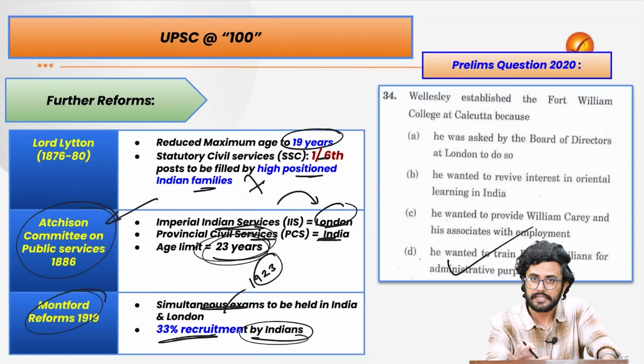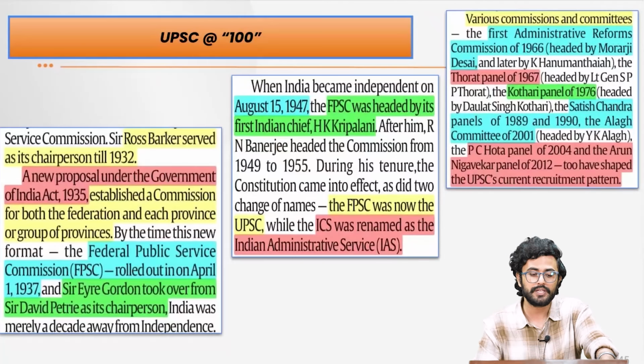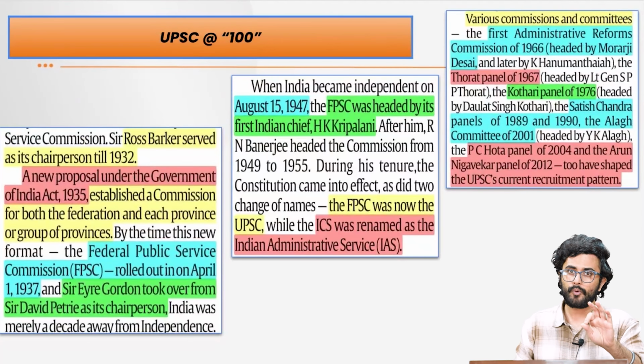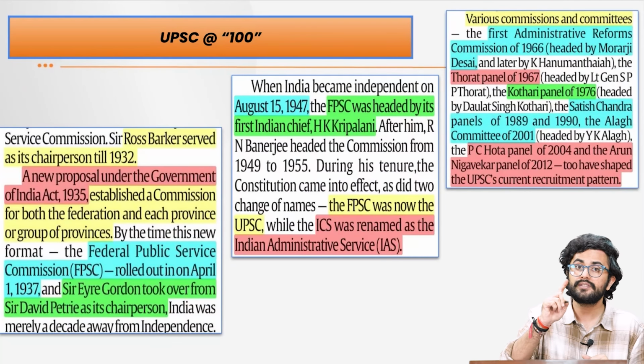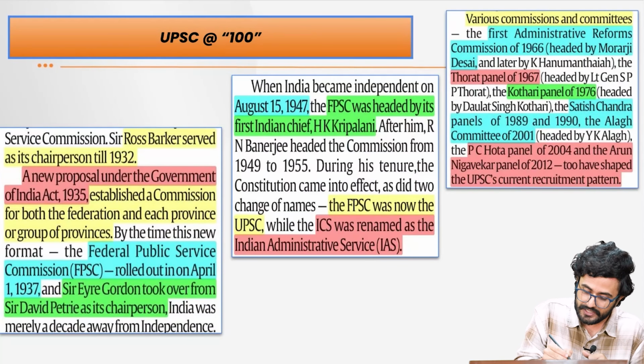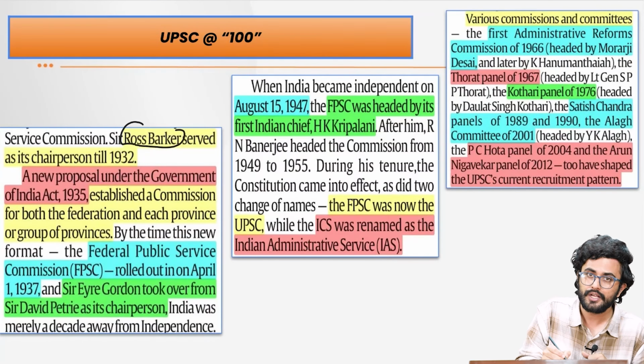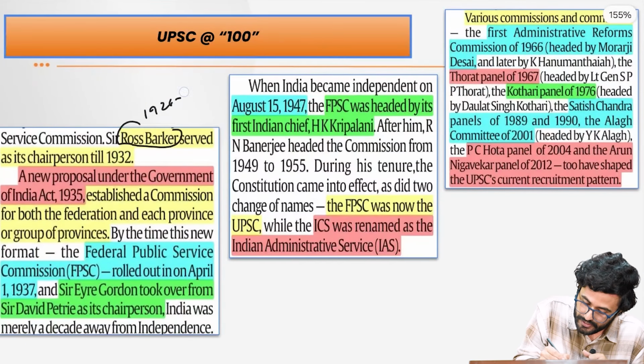Use your knowledge by solving this particular question, you will find it very easy. Today's article also provides some important insights which you should remember. First, who was the first chairman of the Union Public Service Commission? That was Ross Barker, who served from 1926 to 1932.